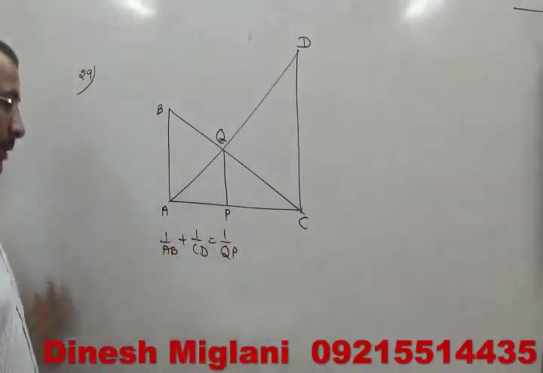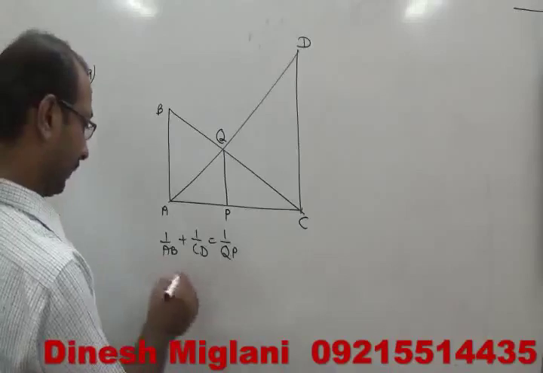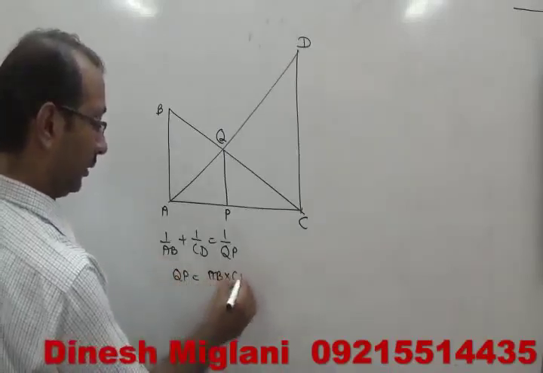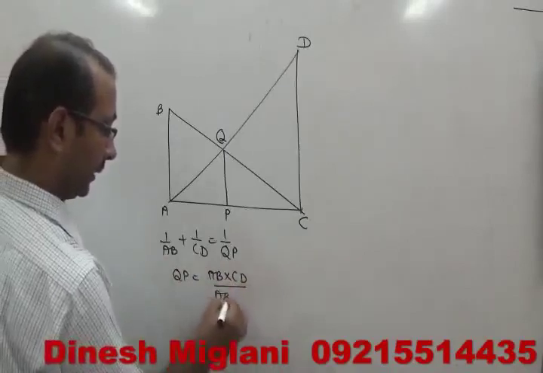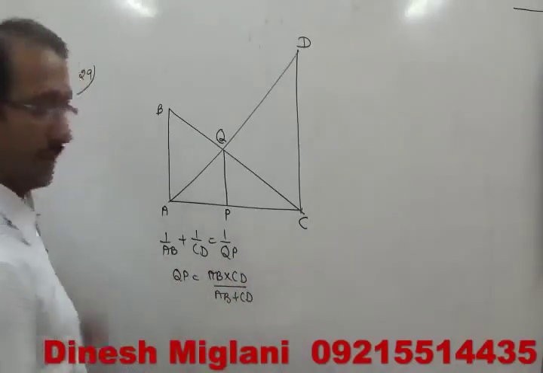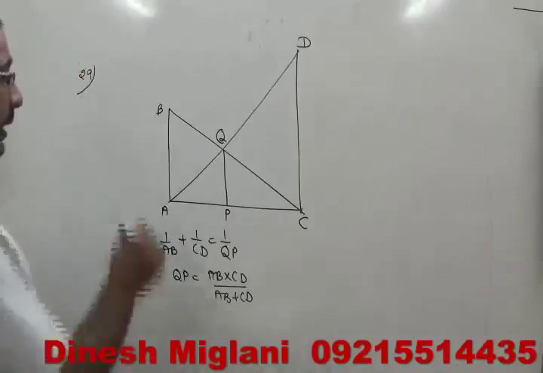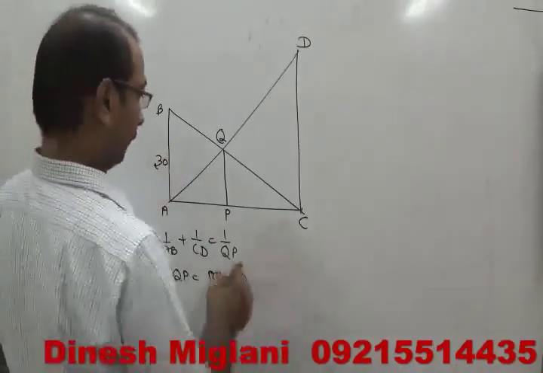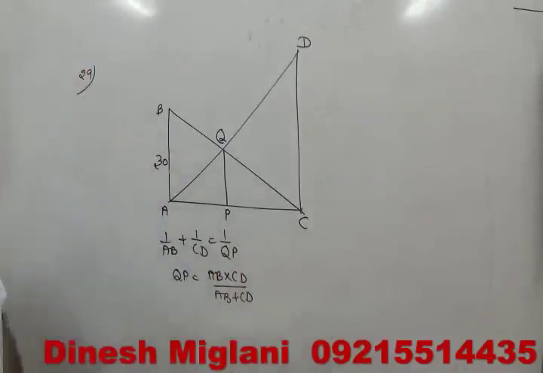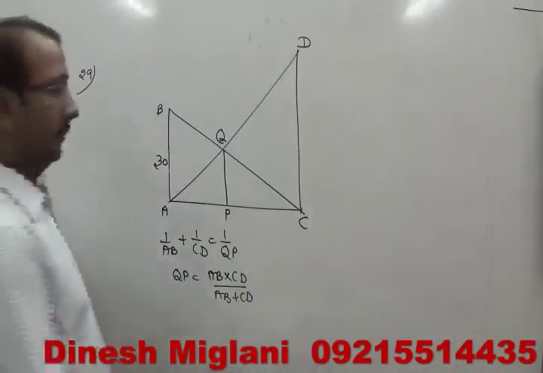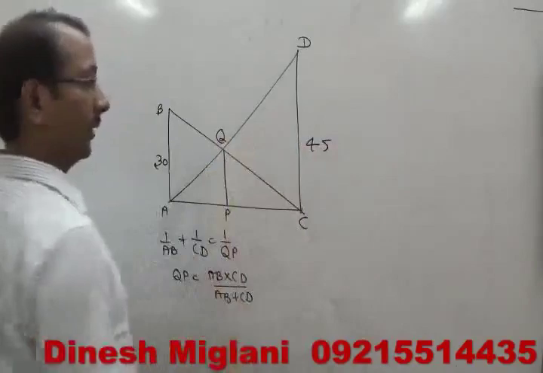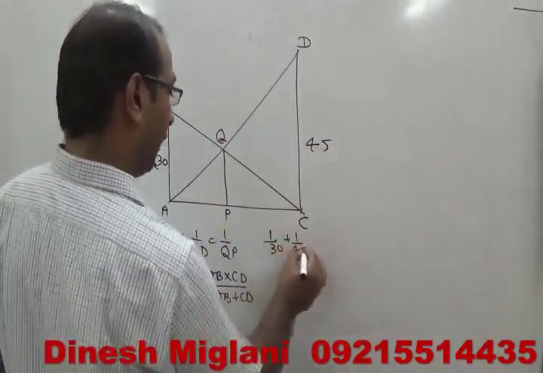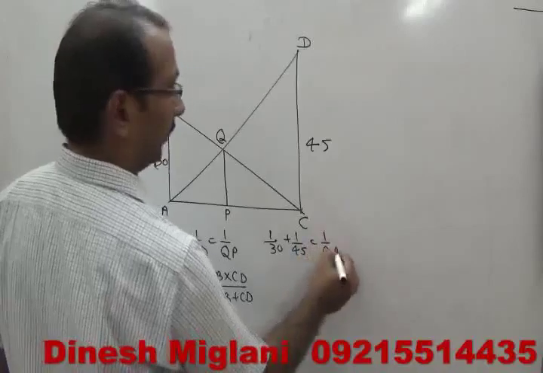Or you may say that QP is taken as AB into CD by AB plus CD. Once in CAT this question has been asked. In this it is given that this was 30 and this is 45. We have to find the QP. So what you can say? 1 by 30 plus 1 by 45 equal to 1 by QP. And just solve it, right?